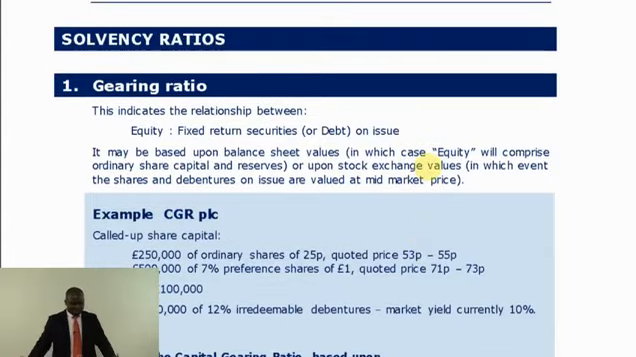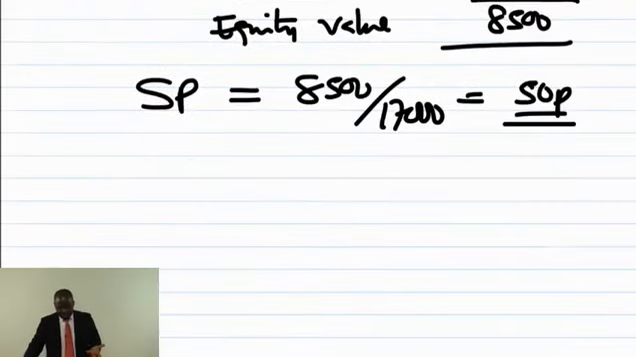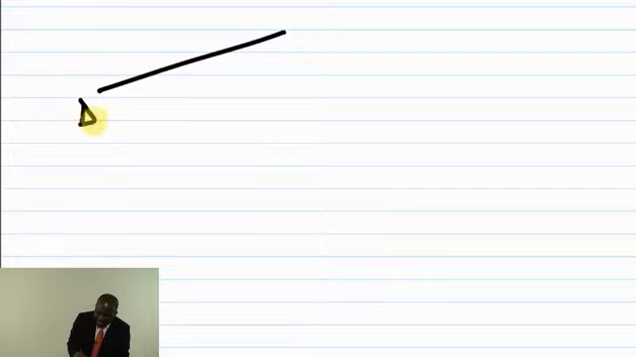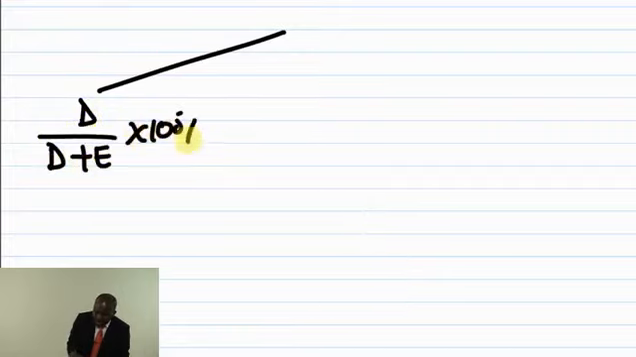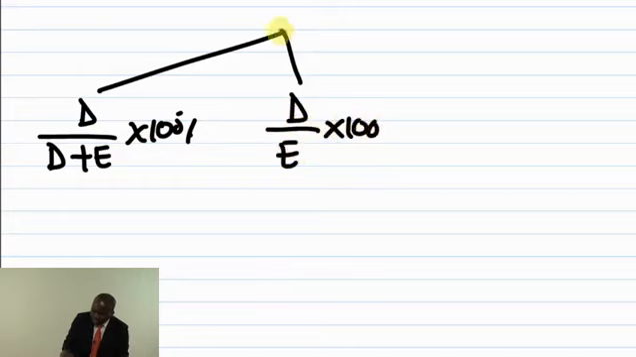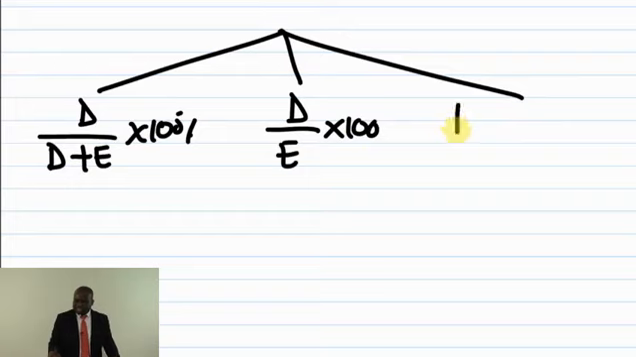Gearing ratios. We all know how to calculate gearing ratios. At this level, I don't have to take the time to show you how to do the gearing ratios. But for gearing ratios, we have debt divided by debt plus equity multiplied by 100%, debt divided by equity times 100%, or you can calculate it as interest cover.